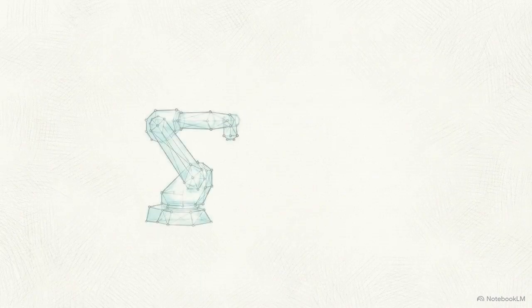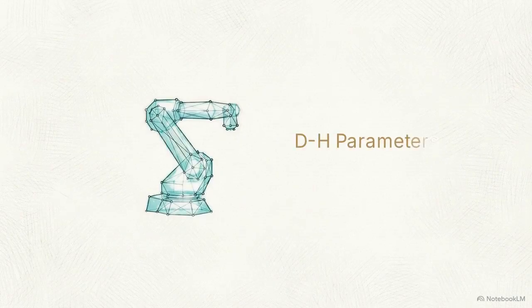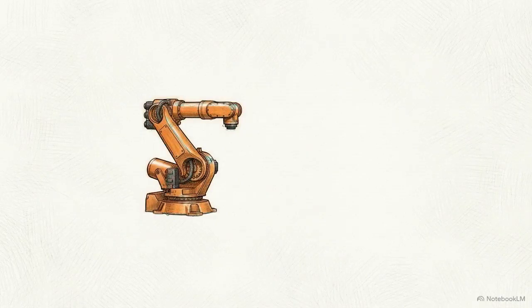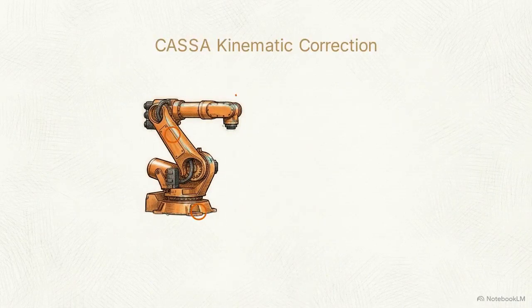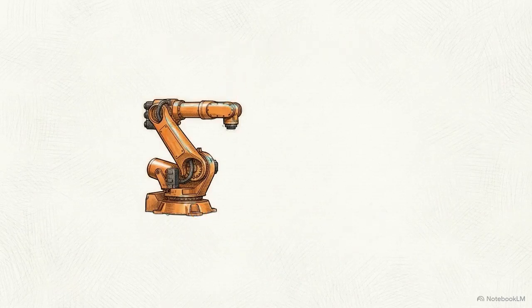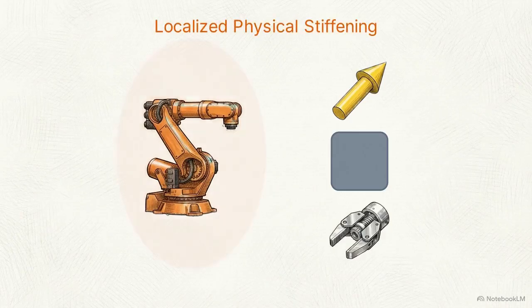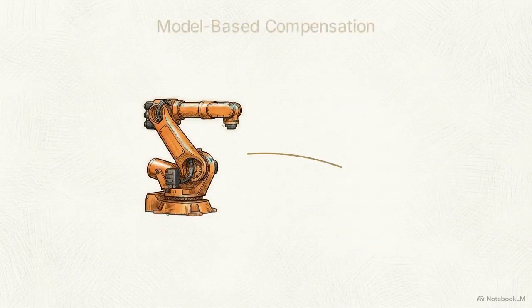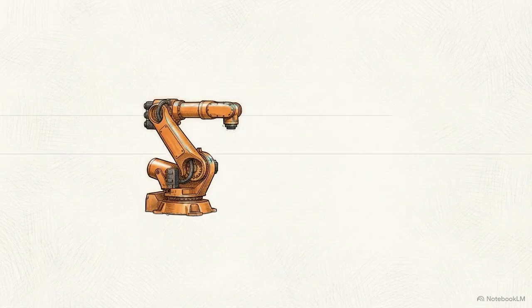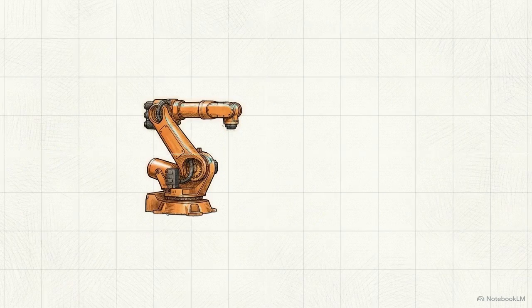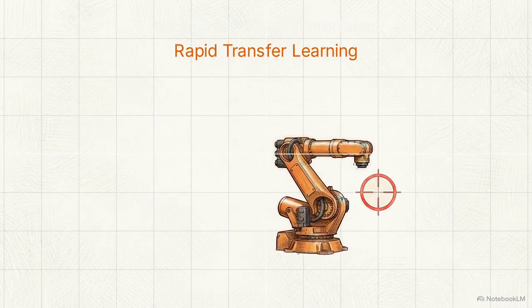We have mapped the modern robotic manipulator from the ground up, layering algorithms over kinematics to create a unified platform. Absolute accuracy is actively sustained by state estimating Kalman filters and real-time kinematic correction through CASA. Payload limits are amplified through localized physical stiffening and nonlinear disturbance observers. The trade-off between speed and precision is tightly governed by predictive, model-based compensation, and operational flexibility is unlocked by augmented reality programming interfaces and rapid transfer learning.